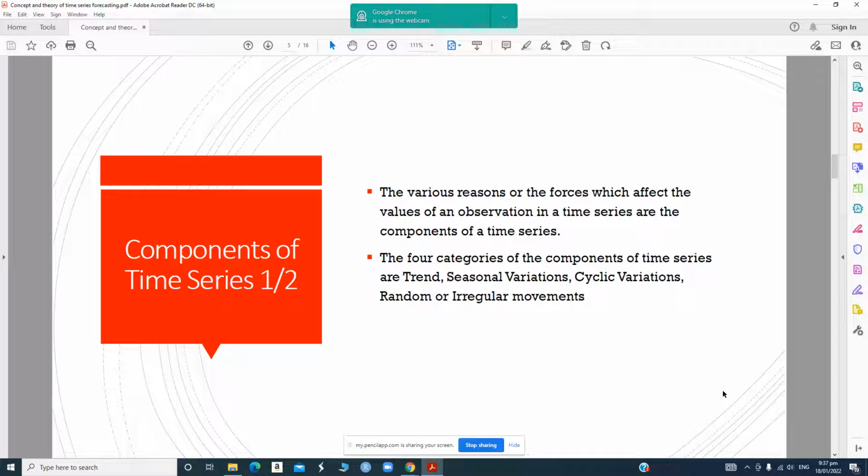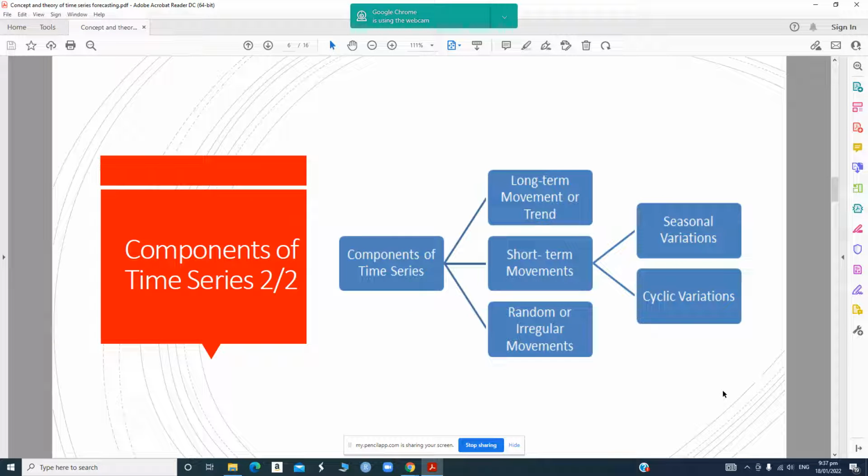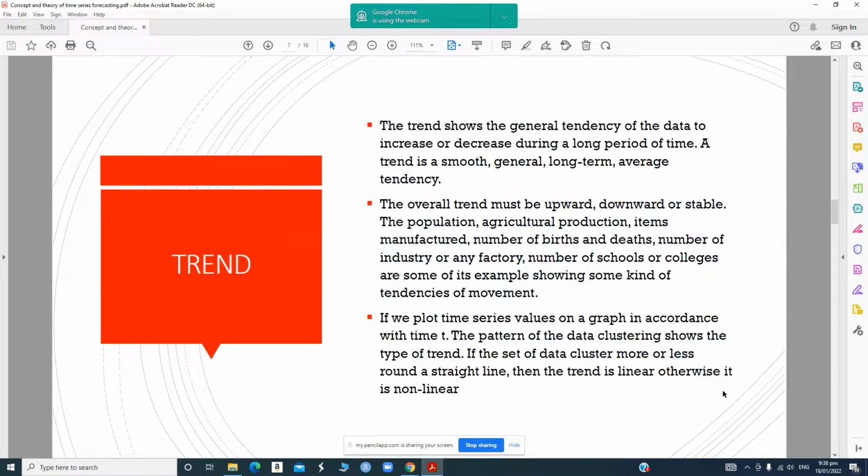So when we're talking of time series analysis, it has about four components. And when we're talking of these components, these are reasons or forces which affect the value of the observation. The four categories include trend, seasonal variations, cyclic variations, random or irregular. So when we're looking at the components, we look at the trend. The trend actually is defining the long-term movements. It could be rising, could be declining of a variable over some kind of long term. In terms of short term movement, we have the seasonal variation or cyclical variation. We are going to explain this later. Then we have the random or irregular movements.